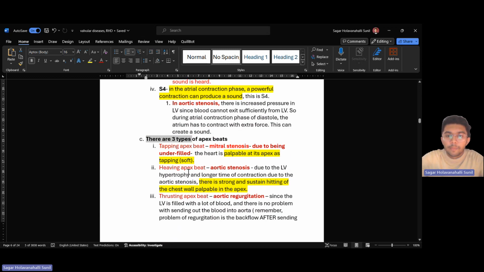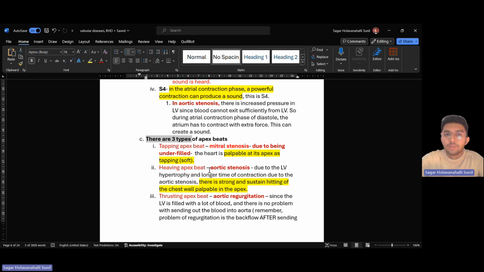So this is essentially when you hear the heart just being palpable at its apex, as a tapping sound while auscultating. It is basically occurring because the ventricle is underfilled. So the ventricle does not need to squeeze too hard. At the same time, it doesn't squeeze very little. It's just somewhere in between. So there's just mild tapping that occurs, and this is tapping apex beat.